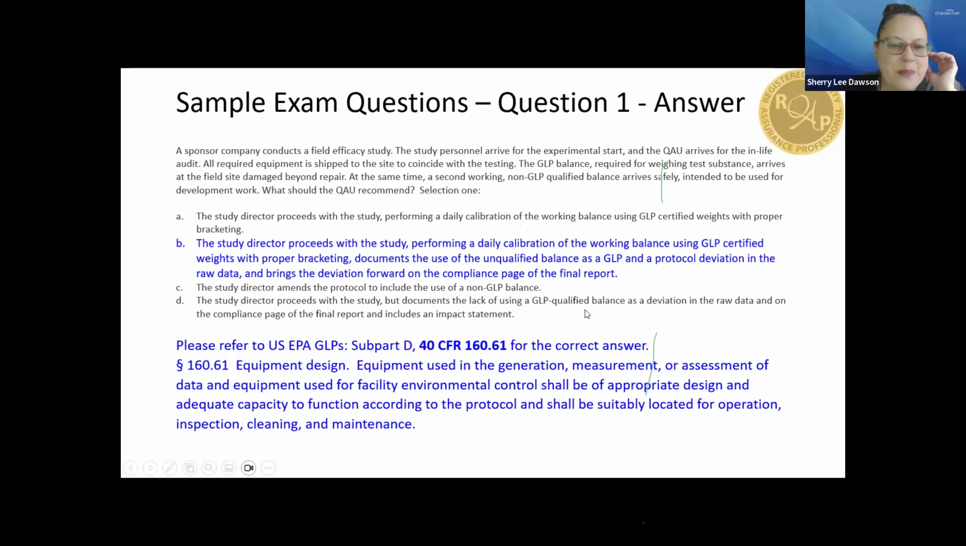I guess the question is, why wouldn't you try and do the calibrations to circumvent your deficiency? But I think this is a perfect example, as we all saw, the majority of the folks felt it was either B or D, and that's kind of what you're going to get.